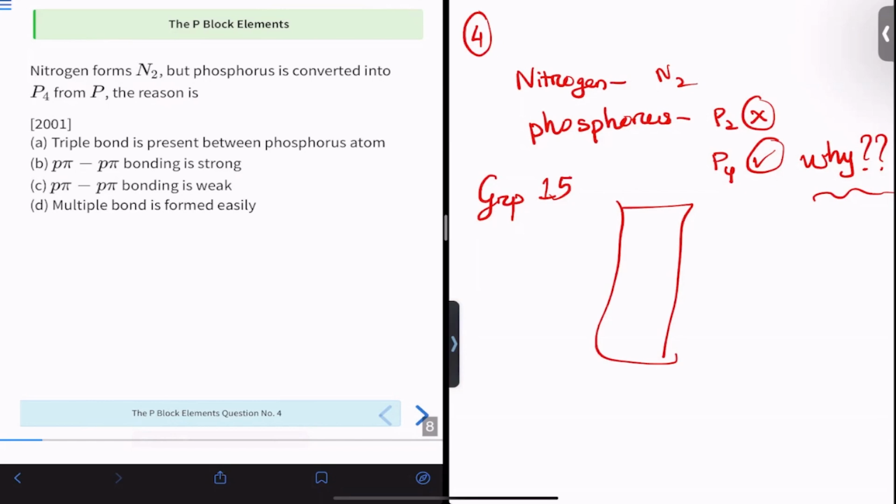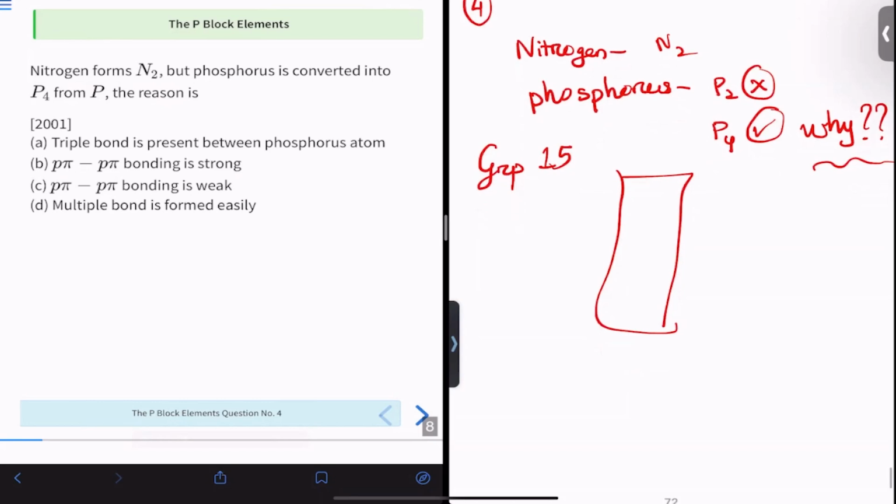In inorganic chemistry, you'll find plenty of exceptions. So it is one of those. Why is it not able to form P2? I'll draw the diagram for N2, then you'll understand. This is the electronic configuration of N2. N2 forms N triple bond N. This is the structure for N.